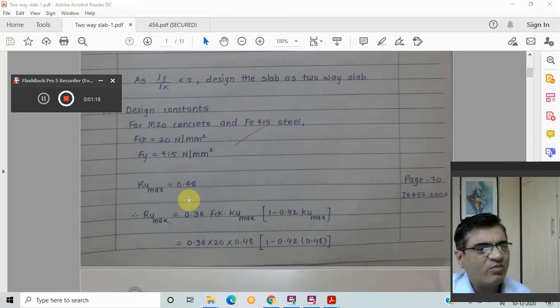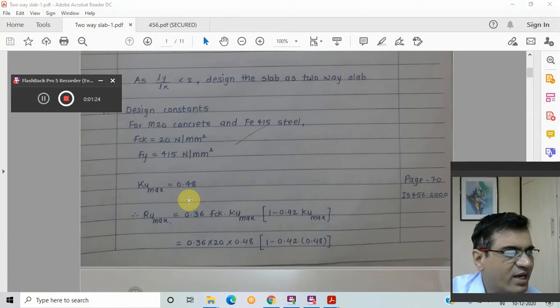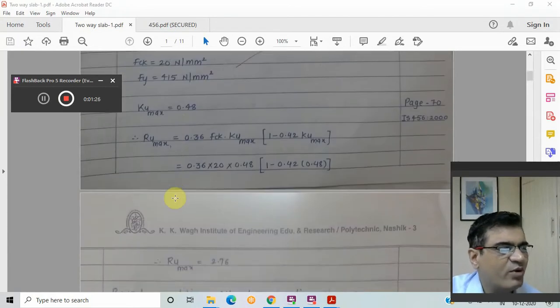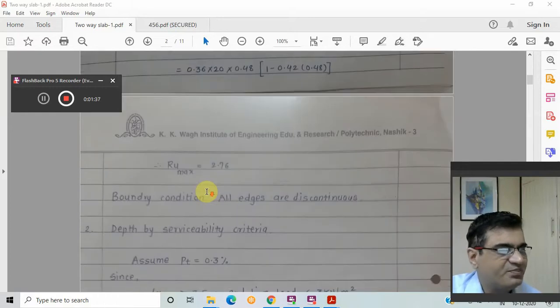Now Ru max, so it's a design constant, and we'll use equation 0.36 fck into Ku max in bracket 1 minus 0.42 Ku max. Let's substitute the values, okay, and we have Ru max 2.76. So for M20 grade of concrete and Fe415 steel, the design constant Ku max is 0.48 and Ru max is 2.76. Since in the plan all the edges of this slab are discontinuous, okay.